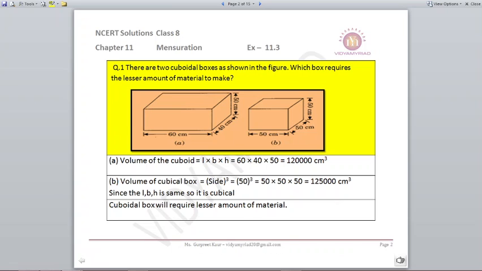For figure B, you have all the same measurements. Length is 50, breadth is 50, height is 50. So that means it is a cubical box. Otherwise also, we know for a cuboid the formula is length into breadth into height. That means we will do 50 into 50 into 50. That comes out to be 1,25,000 centimeters cube. That's why we have written here cubical box. So from both the volumes of A and B, we can see that the cuboidal box will require a lesser amount of material.